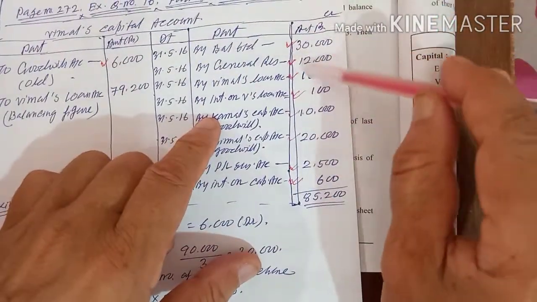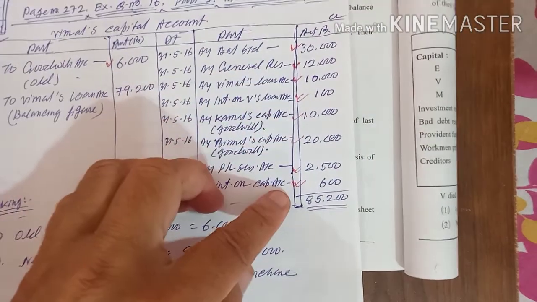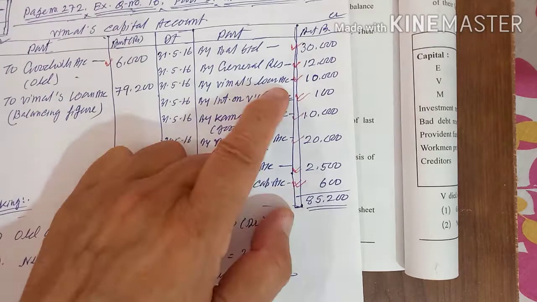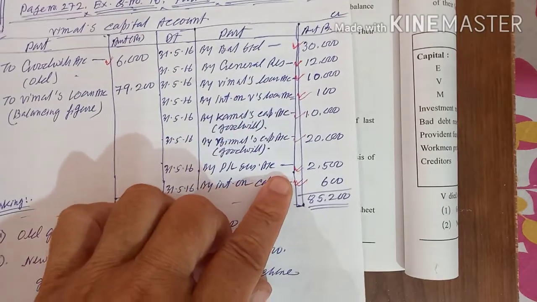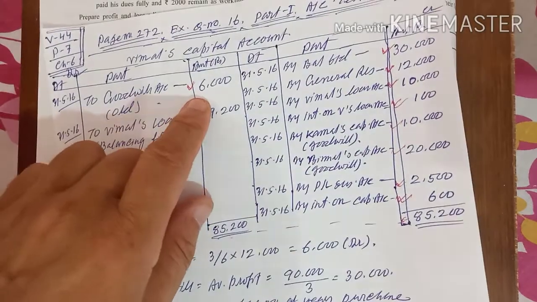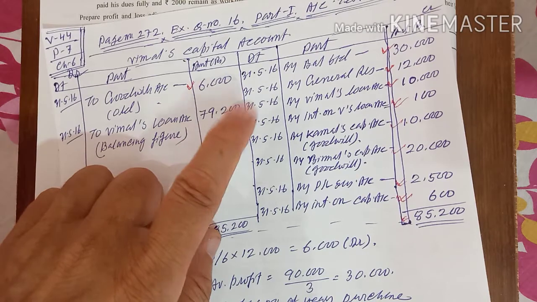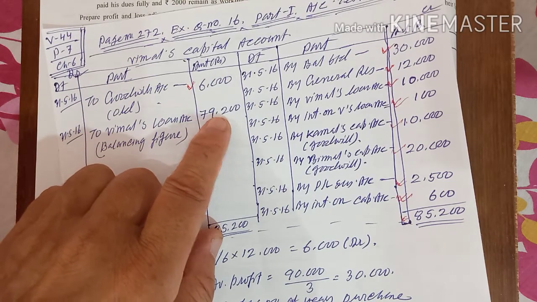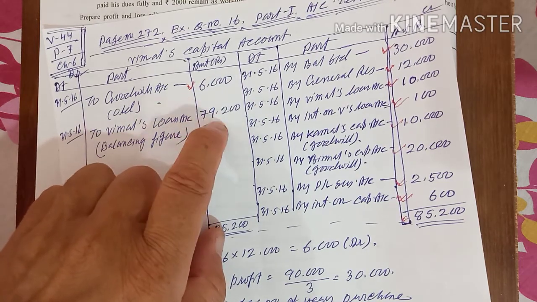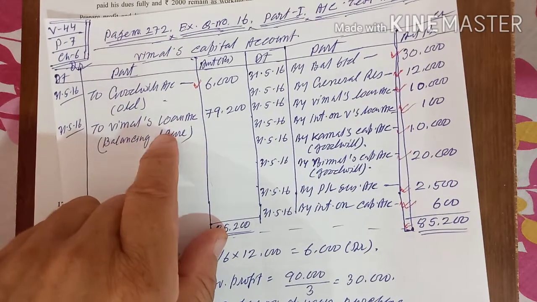So 1, 2, 3, 4, 5, 6, 7, 8. All these 8 amounts you understood, and everywhere I put a tick. If you add them you will get 85,200. On the debit side it is coming to 6,000. So deduct it, and you will get 79,200 as the answer.